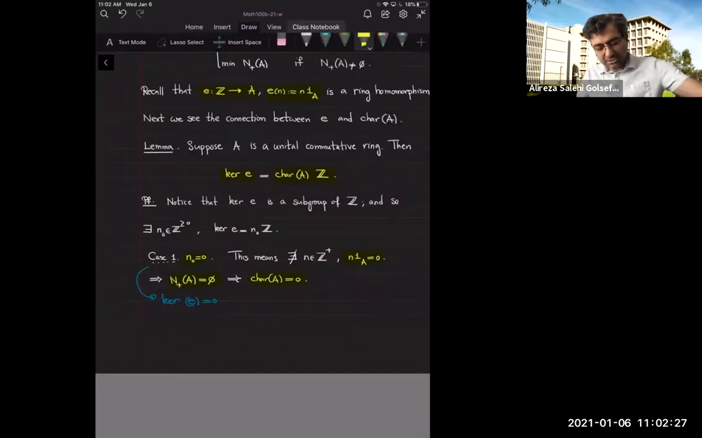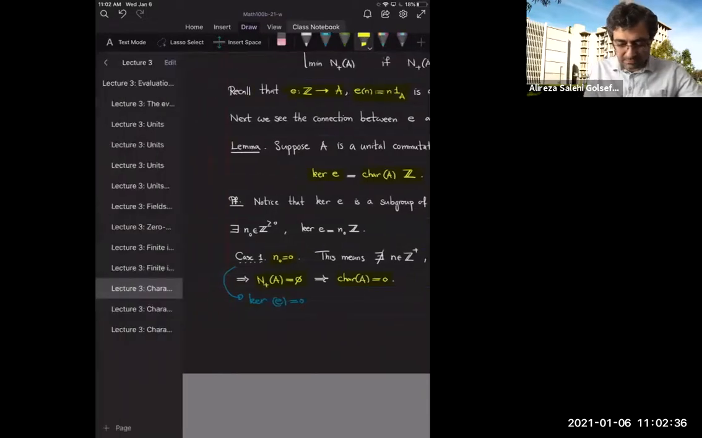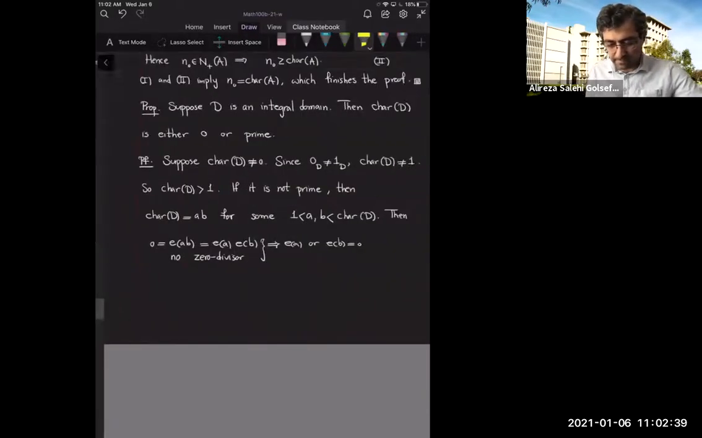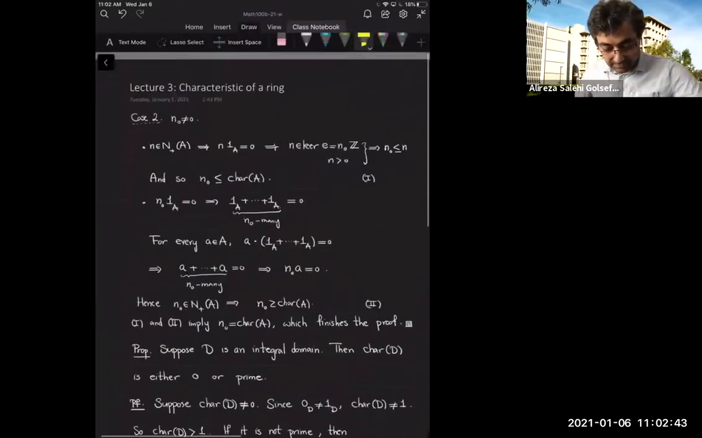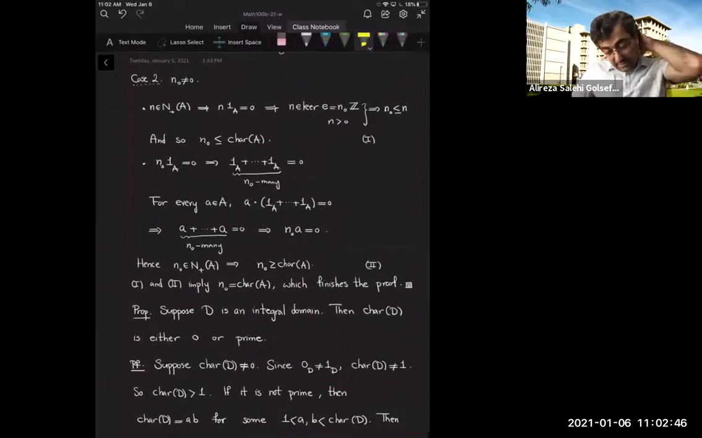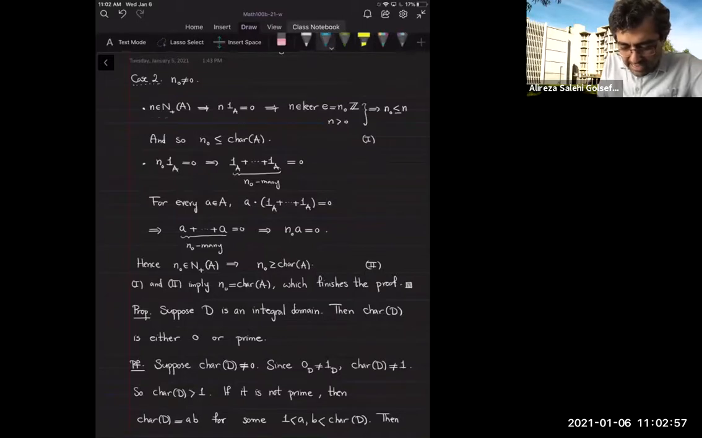We get that the kernel is 0, the characteristic is 0, so multiples of 0 are just 0, and we get the equality. Now let's go to the second case. Suppose n sub 0 is not 0. When n sub 0 is not 0, then what? Then first I am going to show that every element of N(A) is at least n naught. Why is that the case? If I give you n inside N(A), by definition, every element of A times this n is 0.